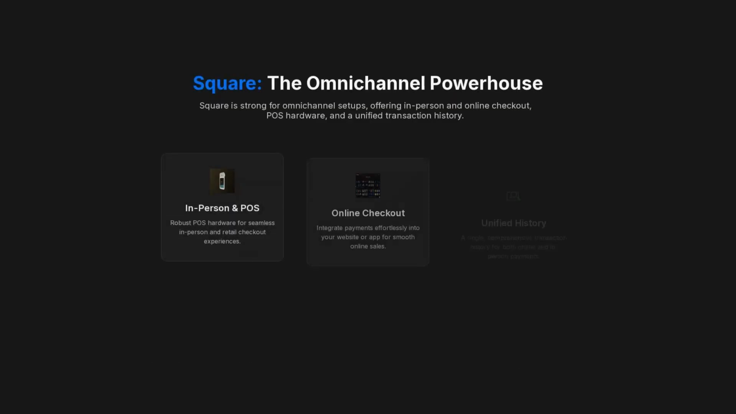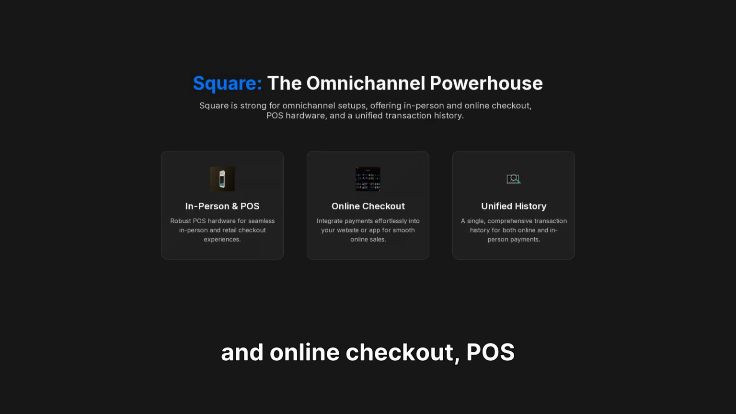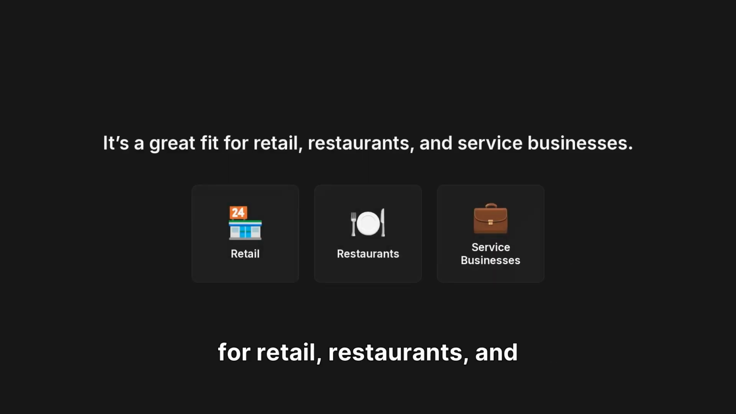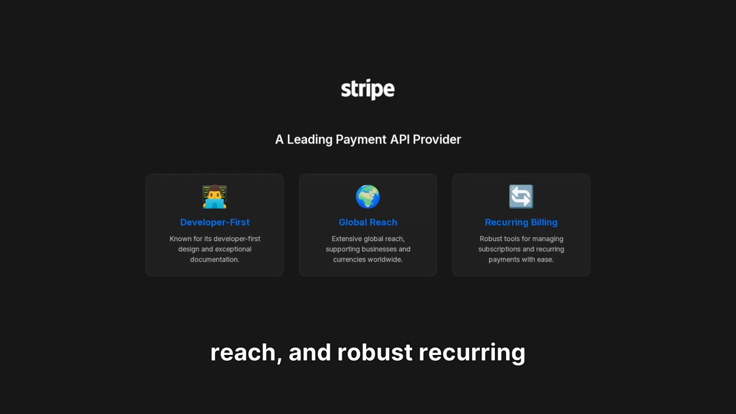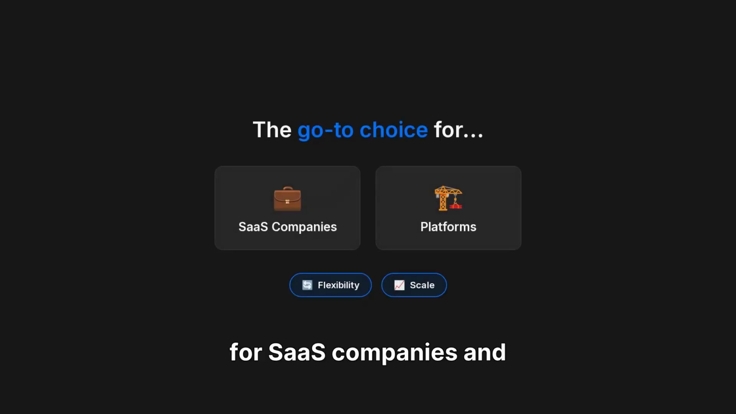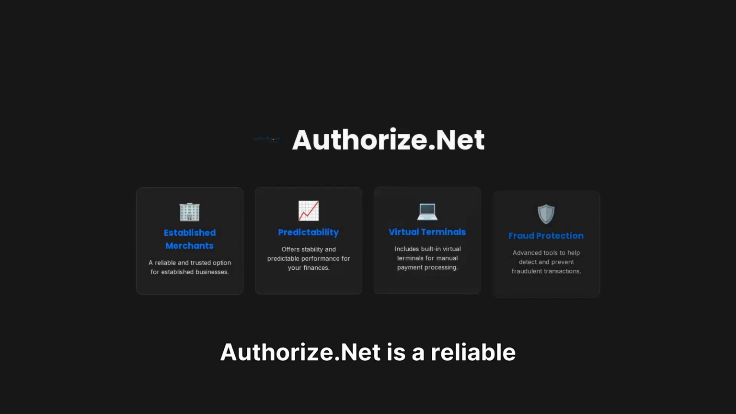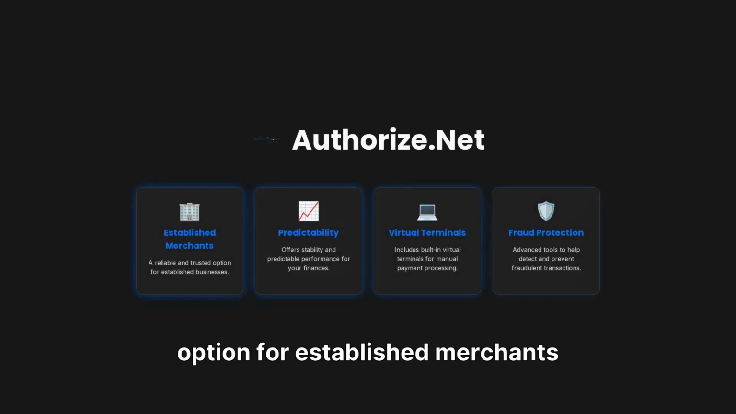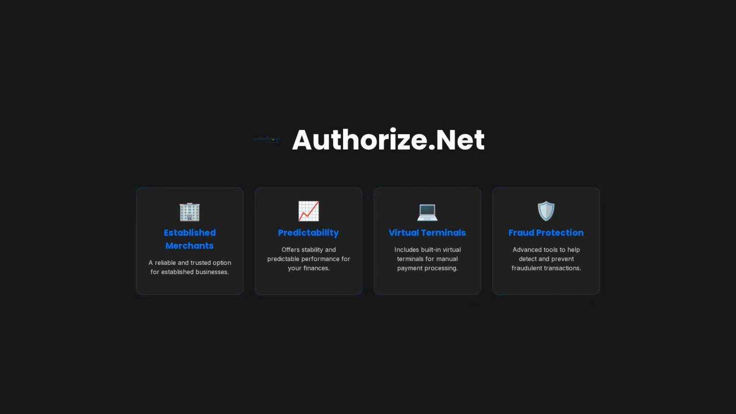Square is strong for omni-channel setups, offering in-person and online checkout, POS hardware, and unified transaction history. It's a great fit for retail, restaurants, and service businesses. Stripe is known for its developer-first design, global reach, and robust recurring billing tools. It's the go-to choice for SaaS companies and platforms needing flexibility and scale. Authorize.net is a reliable option for established merchants seeking predictability, with built-in virtual terminals and fraud protection.